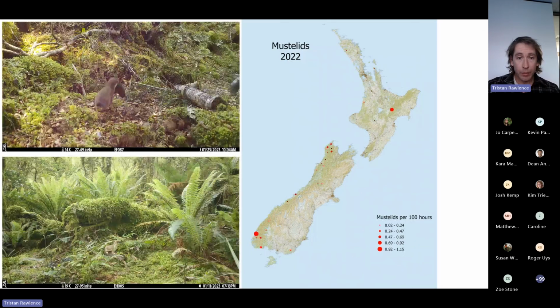We've got mustelids popping up on trail cameras, and we've got some work this year to calibrate that against our existing indices. What's really exciting about mustelids is we now have the ability to tell them apart, which we didn't used to on tracking tunnels.